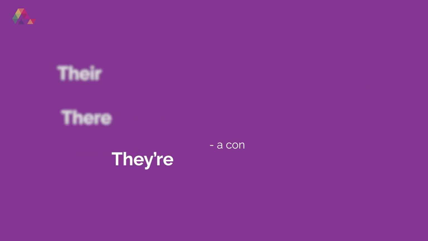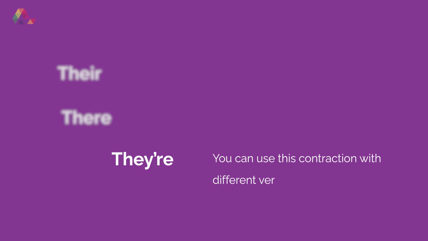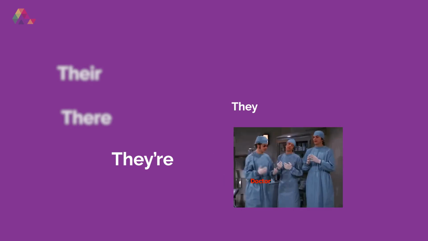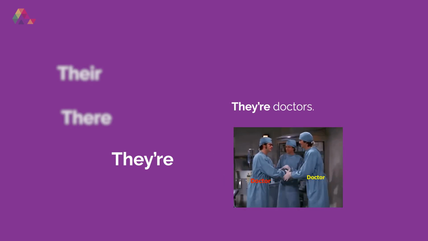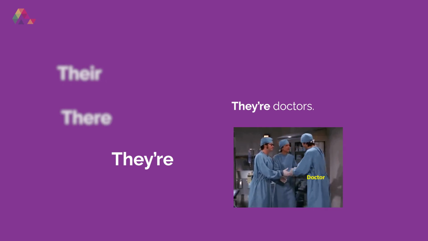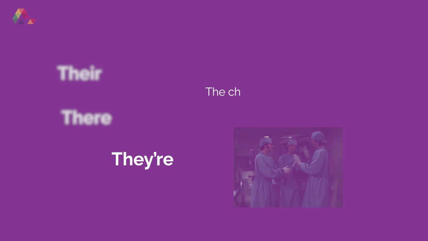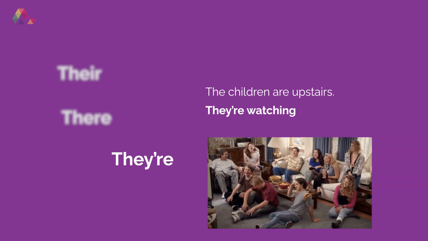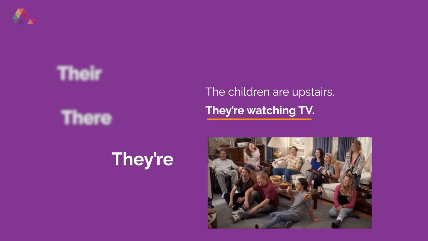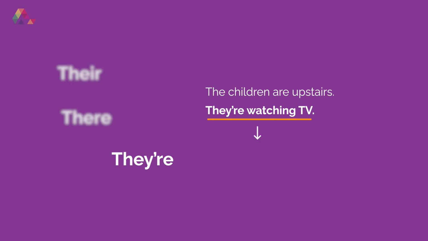They're is a contraction of they are. You can use this contraction with different verb tenses. They're doctors. This sentence uses simple present tense and has the same meaning as they are doctors. The children are upstairs. They're watching TV. This sentence uses present continuous tense and has the same meaning as they are watching TV.